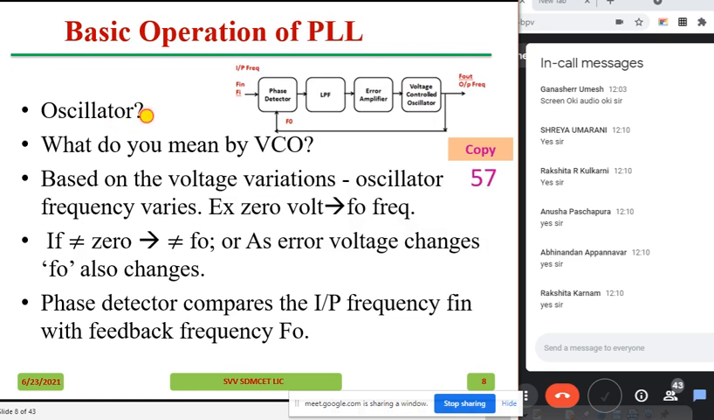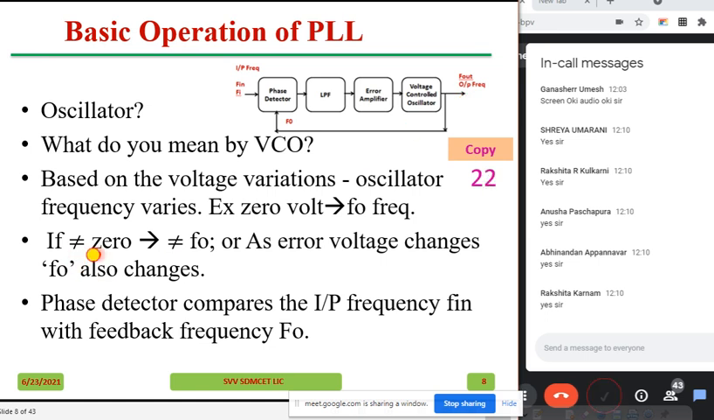Oscillator, everybody knows what it does. And what do you mean by voltage controlled oscillator? Basically it is an oscillator, but oscillations are controlled by voltage, hence I call it a voltage controlled oscillator. Its frequency is controlled by some input voltage. Based on the voltage variations, oscillator frequency also varies. For example, I am giving 0 volts here. This gives you F0. If I change this, instead of 0 volt, if I give positive and negative, this output frequency will also change, either above F0 or below F0.